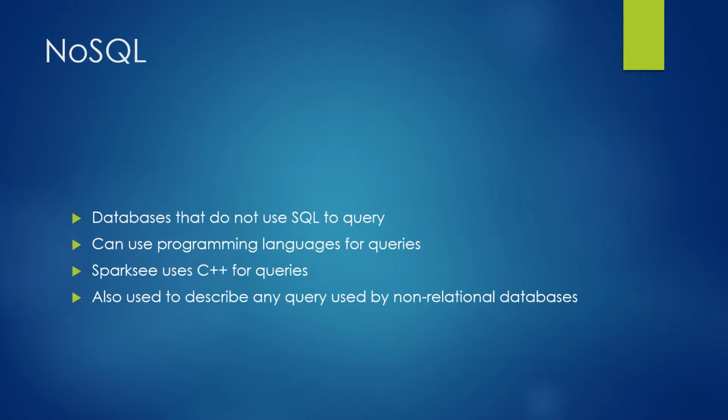NoSQL is used to describe databases that do not use SQL to query data and instead use other languages. Oftentimes, this means they use a programming language to get results. For example, Sparksee, a graph database, uses C++ for queries. However, common usage of the term NoSQL is actually used to describe any non-relational database, regardless if it uses SQL-style queries or not.